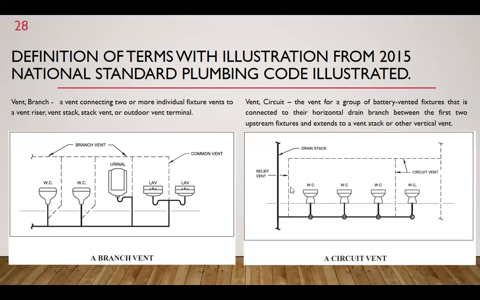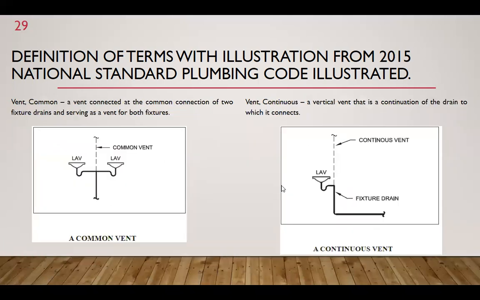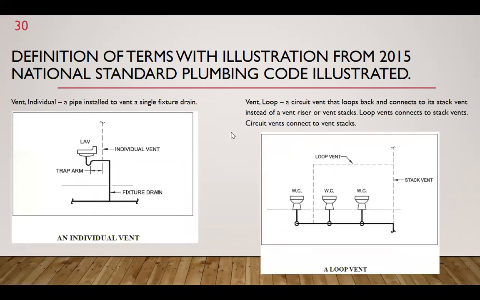So, ito naman relief vent. Common vent. Yun yung a vent connected at the common connection of two fixture drains serving as a vent for both fixtures. Continuous vent, a vertical vent that is as a continuation of the drain to which it is connected. Mas pare-parehas ito. Kaya ito, sa ano, sa fixture. Yung stack vent sa stack. Okay? Individual vent, a pipe installed to a vent to vent a single fixture drain.